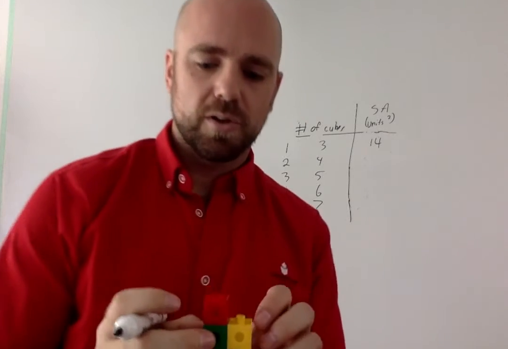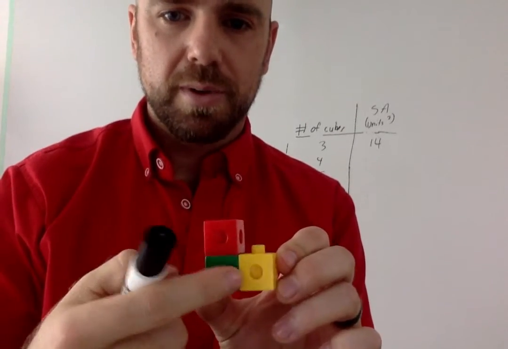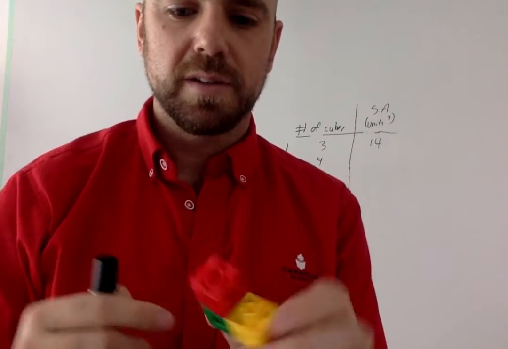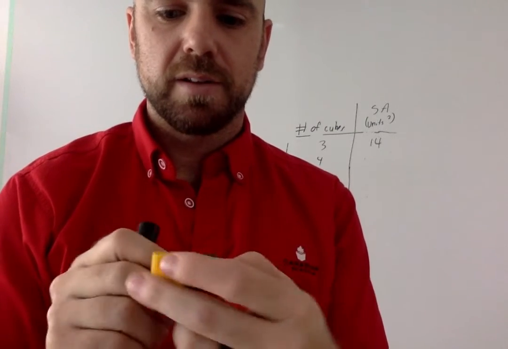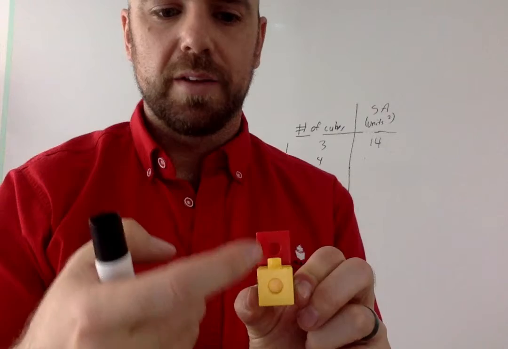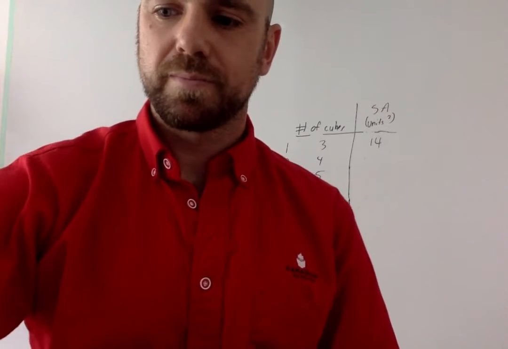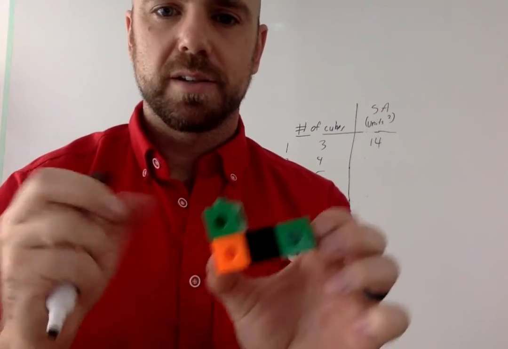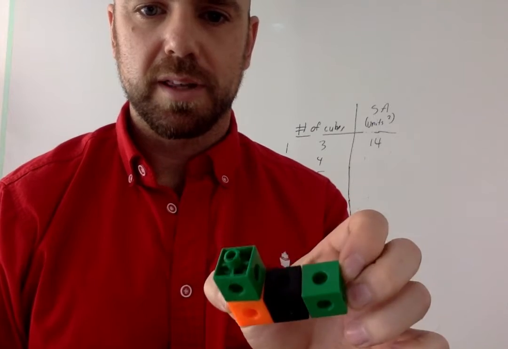Just to go over that one more time. 1, 2, 3. If I go to the back, 4, 5, 6. Top, 7, 8. Bottom, 9, 10. Now I'm going to do the sides. 11, 12, 13, 14. Your next has 4, and it looks like this.